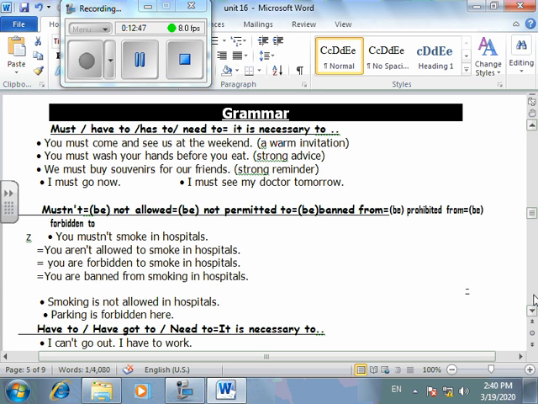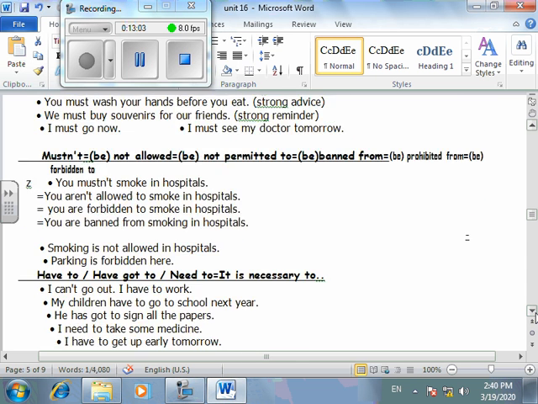You mustn't smoke in hospitals equals you aren't allowed to smoke in hospitals. You are forbidden to smoke in hospitals. You are banned from smoking in hospitals. Smoking is not allowed in hospitals. Parking is forbidden here. This is another example.